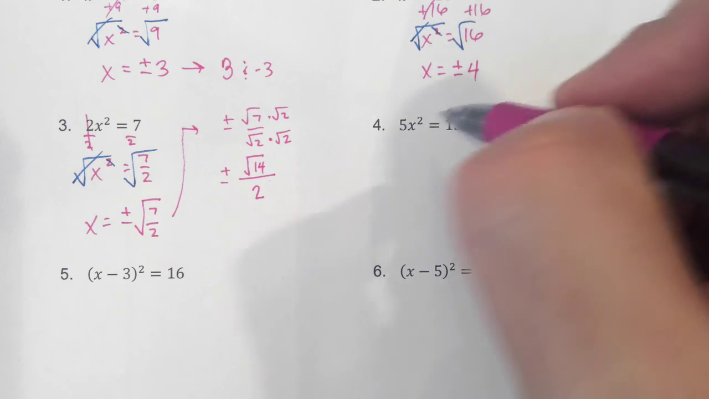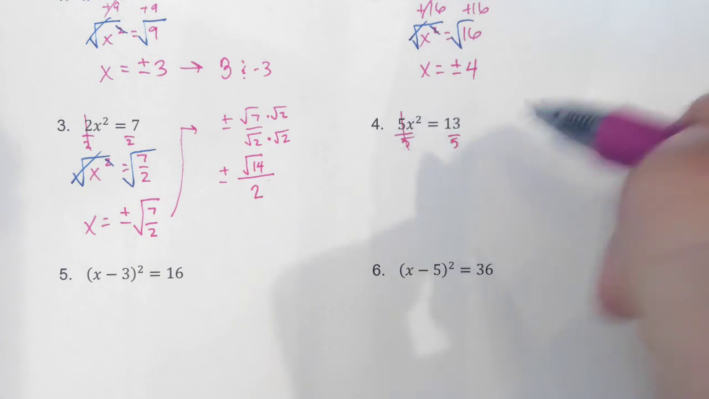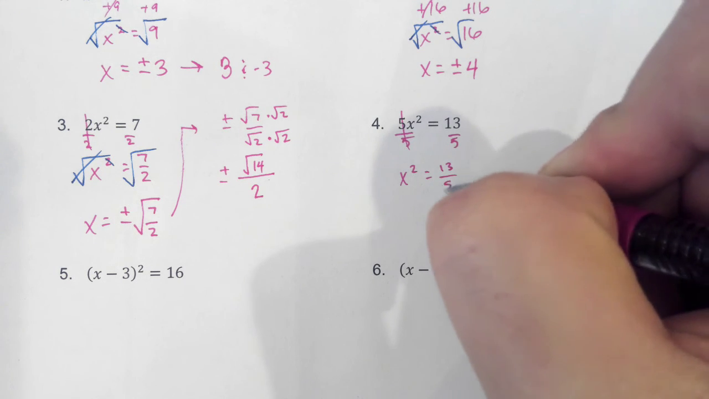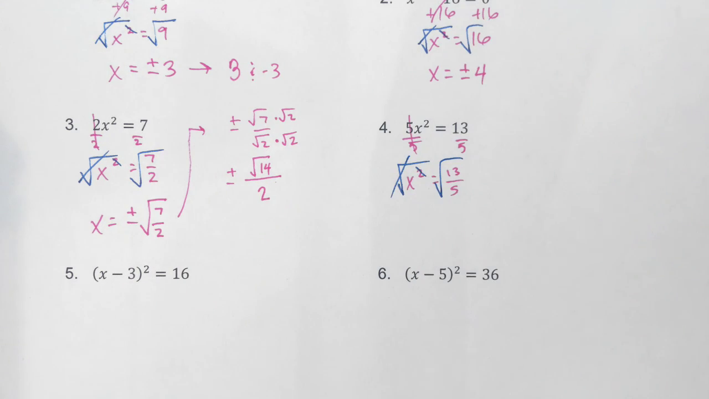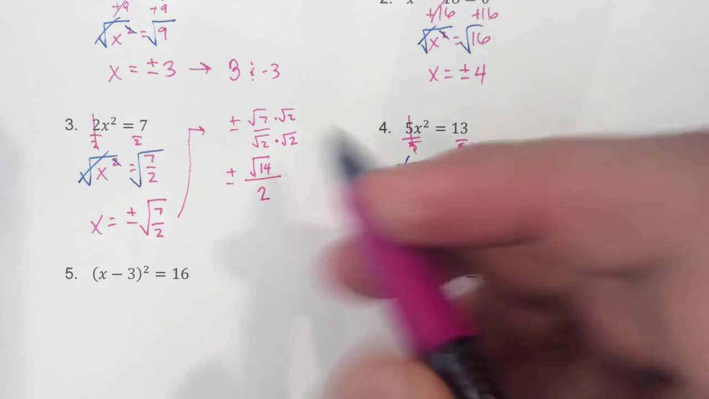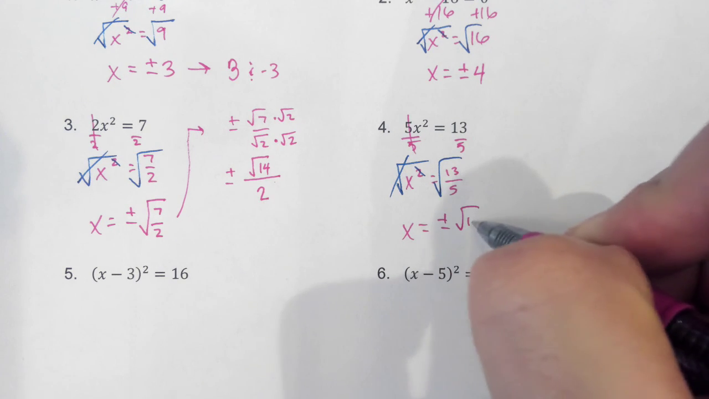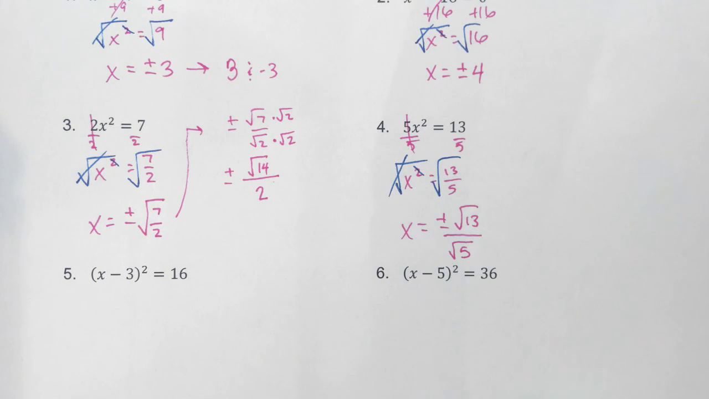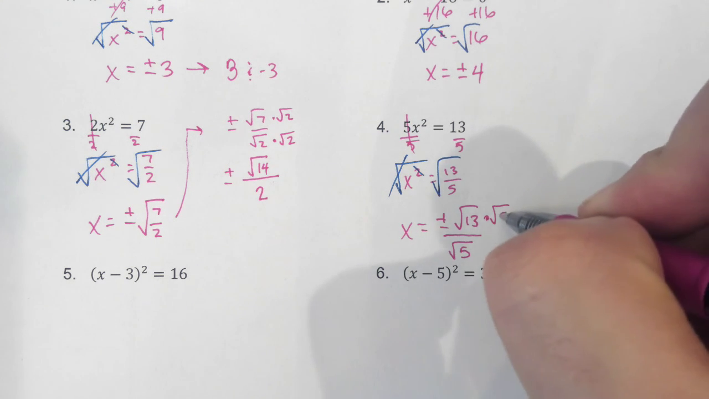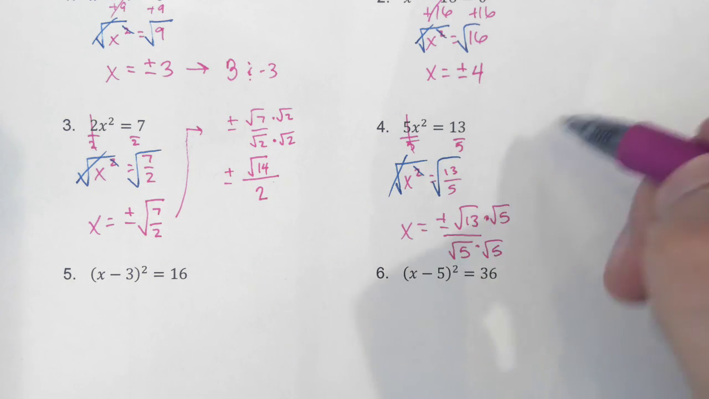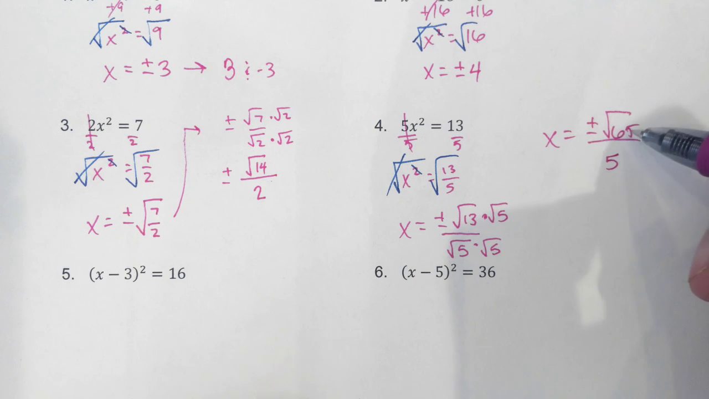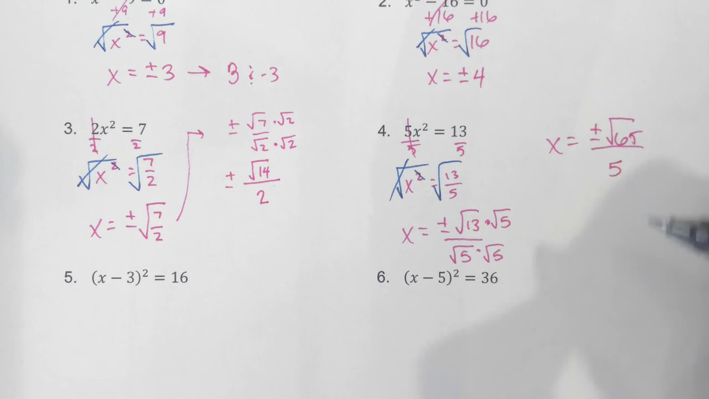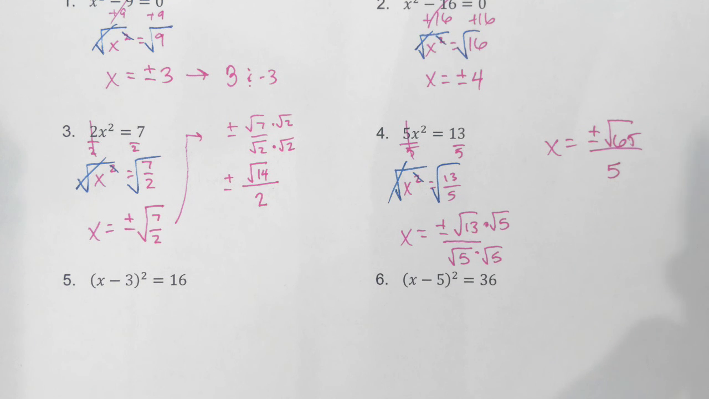If we look at 4, it's going to be much the same. Divide by 5, and 5 doesn't go into it evenly. So we're going to take the square root to get rid of the square. And we know that we're going to have to separate it out. So we're going to say plus or minus the square root of 13 over the square root of 5. To rationalize the denominator, we multiply by the square root of 5 to both the top and bottom. So we would have plus or minus the square root of 65 over 5. Is there a perfect square that divides 65? No, because the only way to make 65 is 5 times 13 or 1 times 65, and neither of those are perfect squares.